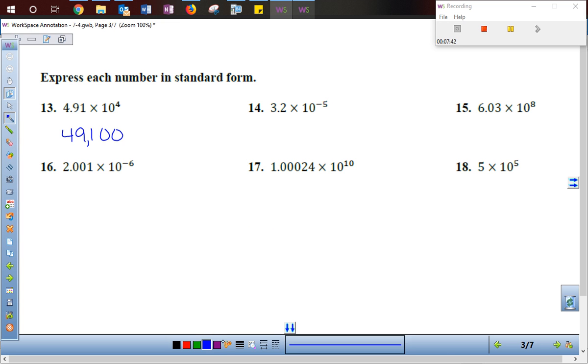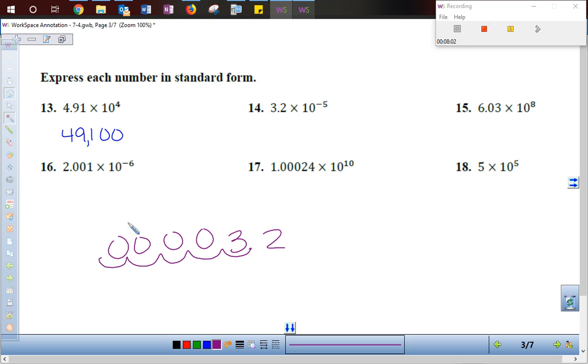On number 14, we have a negative exponent. So that means I'm going to have to move my decimal to the left 5 units. Well, if I have 3.2 and I'm moving it to the left, I'm going to go 1, 2, 3, 4, 5. That means I'm going to be left with 1, 2, 3, 4 zeros. So 0.0000032.